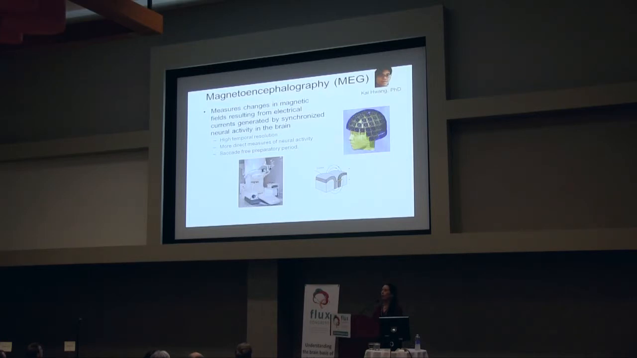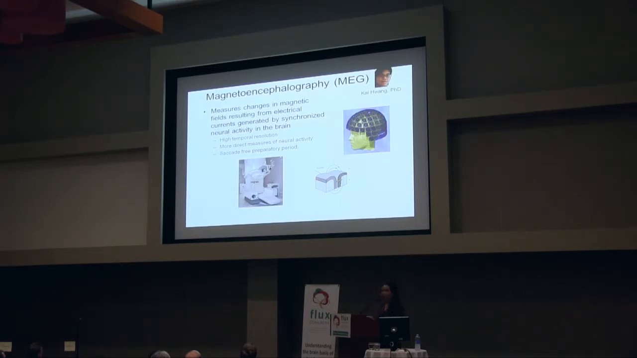But he was underwhelmed by the temporal resolution in fMRI bold, and he demanded that we go to MEG, so we did. And the reason that we did was because MEG is very, very sensitive. It has incredibly high temporal resolution. It actually measures changes in magnetic field resulting from electrical currents generated by synchronized neural activity in the brain. As such, it is a more direct measure of neural activity. And importantly, you are really able to identify a particular aspect of a task in a way that you cannot do with fMRI.